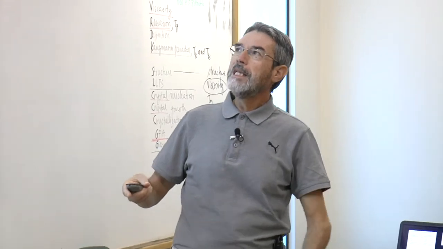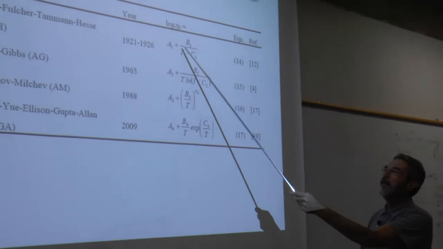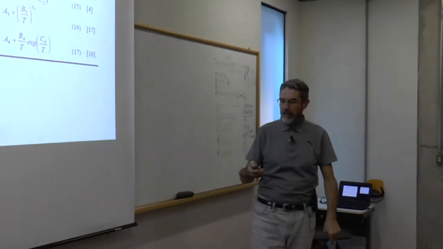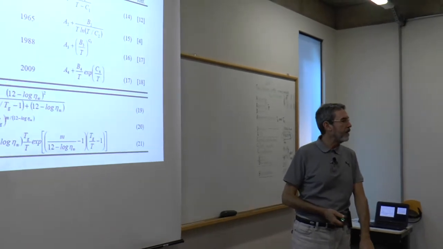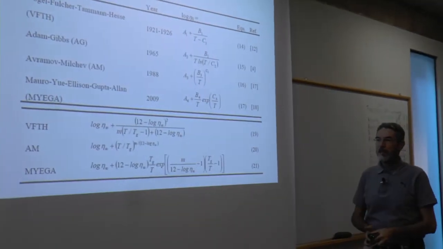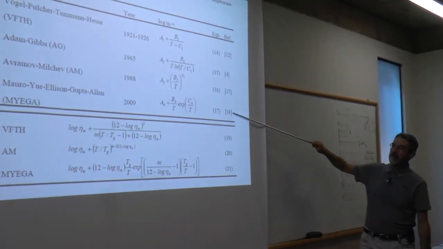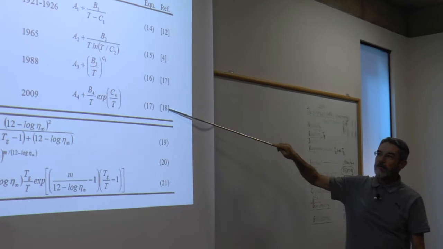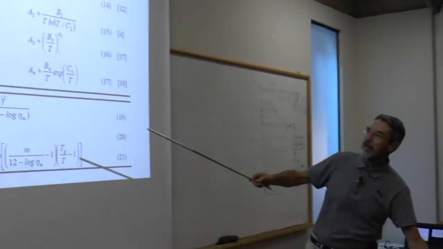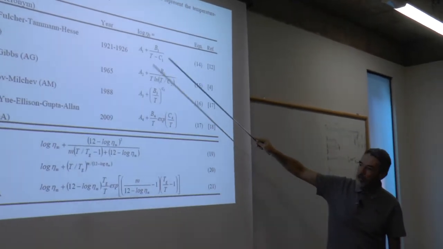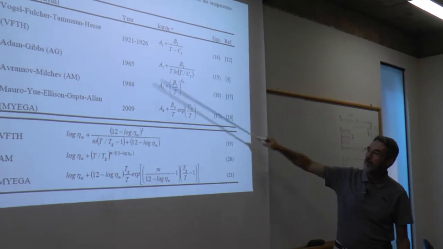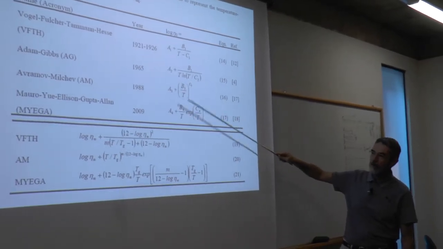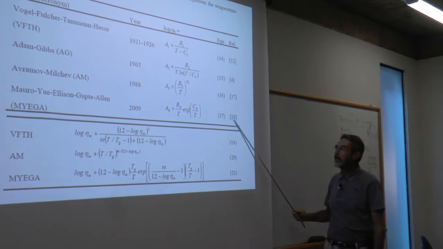If we look at this form, A1 plus B1 divided by T minus C1, they don't make much sense. But if I rewrite some of these equations in other forms, and you can refer to reference number 18 in the book chapter that I have given to you, it gives the details on how you can go from this form of equation to this form here. These are the same, Vogel-Fulcher-Tammann, or the Avramov-Milchev in this particular form to this form here and so on. The details are described here.